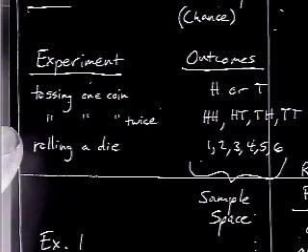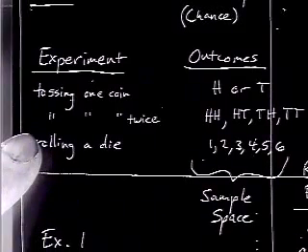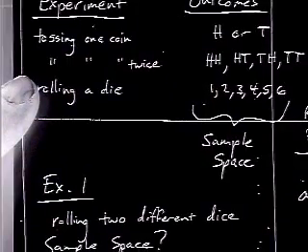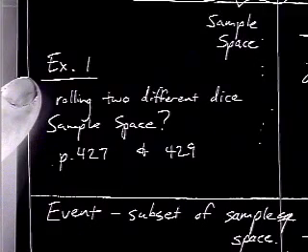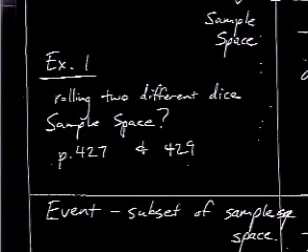Now, you're going to have to get used to understanding and writing out what the sample space is. Because in all of these situations where you're trying to find probability, sample space is very important, and many of you don't like to do that, but you need to. Example 1 talks about rolling two different dice, and then they look at the sample space that they have listed on page 427 and 429. Let me flip in the book and show you what those look like, because it's a lot easier than me writing it all out.